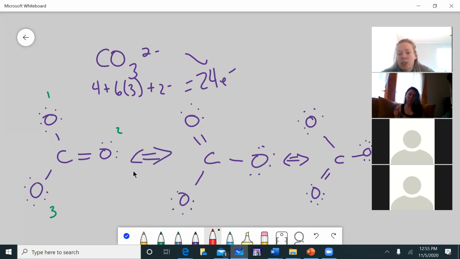Questions on resonance structures? You'll know that you've hit a resonance structure when you get to that point where you need to make a double bond, and it's like, do I want to put it here? I could put it here. I could put it here.